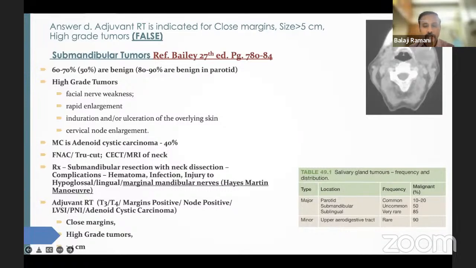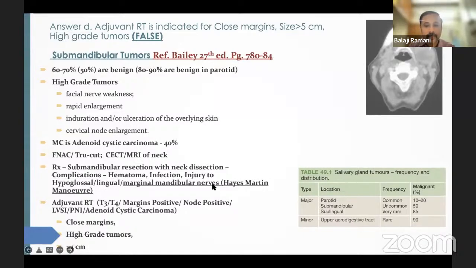The essential management for this is going to be a submandibular salivary gland resection with the level 1, 2, 3 neck dissection usually, because of the submandibular gland's sheer location, you will have to clear the level 1, 2, 3 nodes. The main things that you have to look out for, as I already said, the structures which are in close relation are going to be the marginal mandibular nerve. Then you are going to have your hypoglossal and your lingual nerves. All three you should look for and preserve at the time of your surgery.